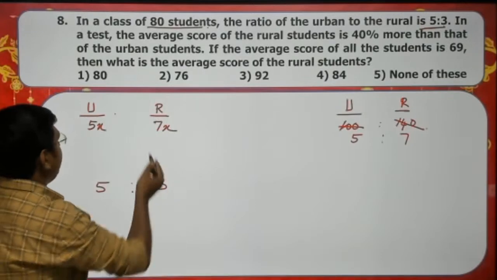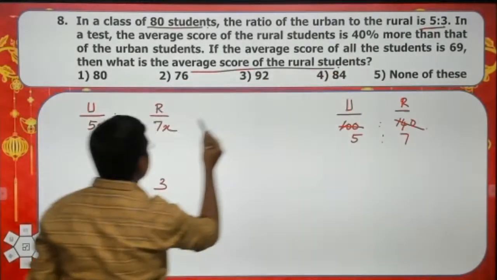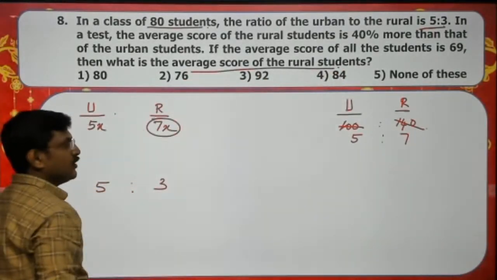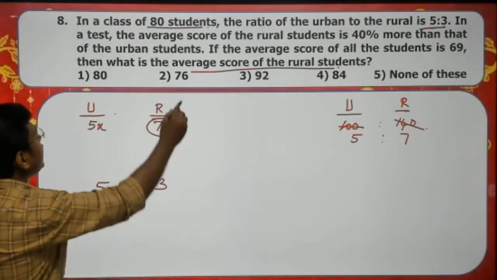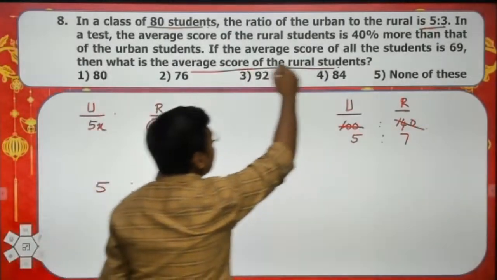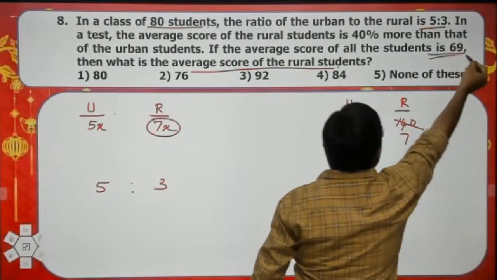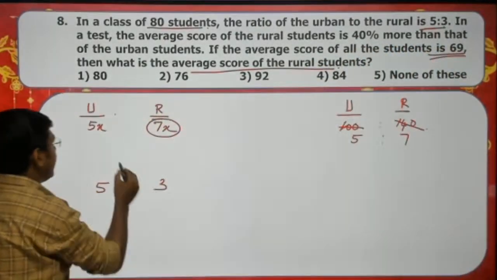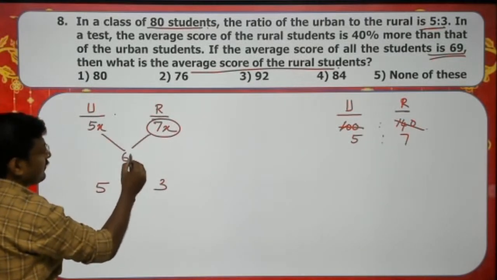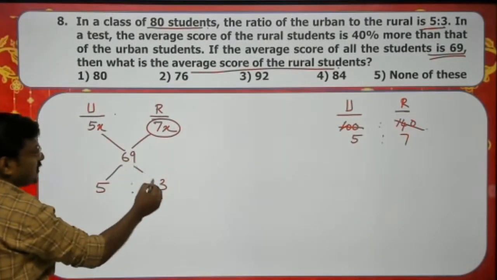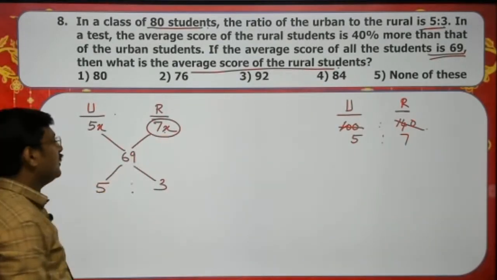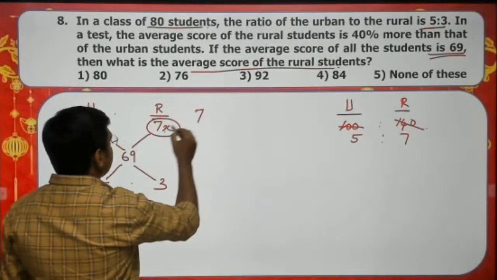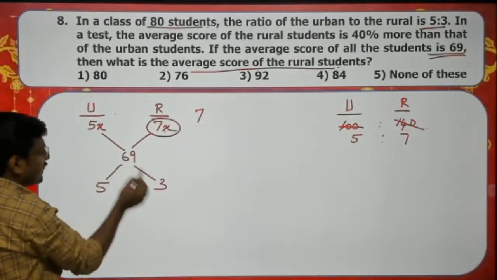And what we need to find? We need to find the average score for the rural. That means we need to find this 7x. So to find that 7x, we need to find the value for x, right? Clearly given that the net average score for all the students is 69. So average of both is clearly given as 69. On alligating, we will get the frame, right? On comparing these three numbers, we know that this is the larger number. So we need to frame like this. This difference is 5 and this difference is 3.